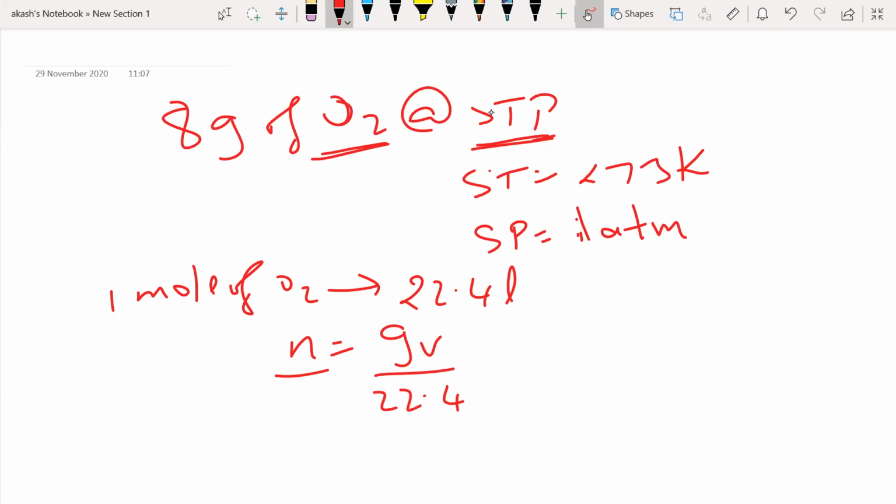So anyways, we need to find the initial volume for this particular gas at this condition, 8 grams of O2 at STP. If I can find my initial volume, the problem is done, right? So the formula is given volume by 22.4 liters. Now I have to find the given volume, but somehow I have to find the number of moles first, right?